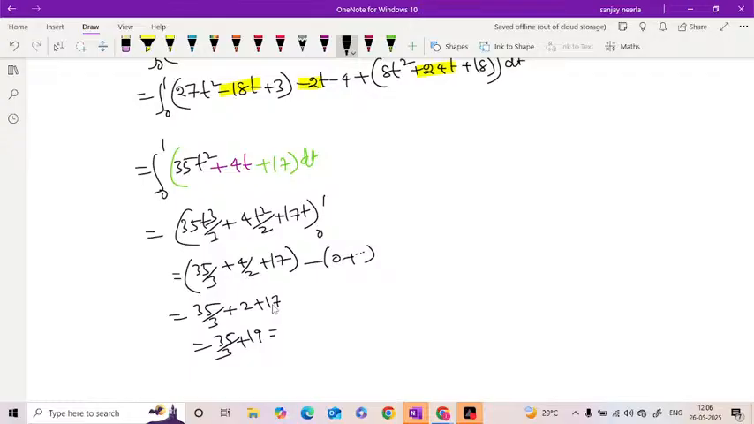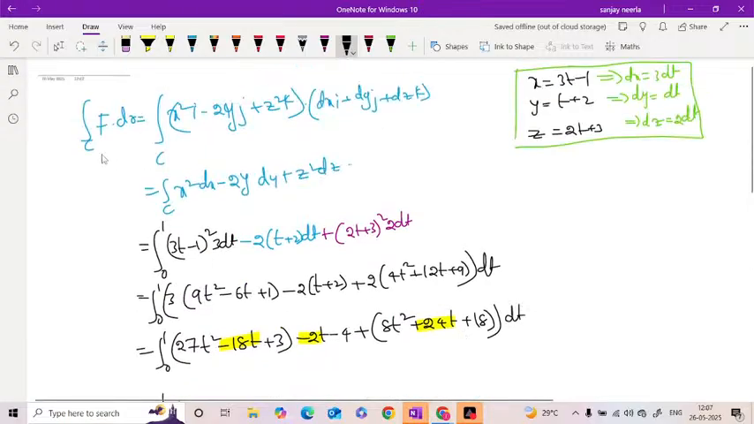LCM is 3, so 35 plus 3 into 19. What is the 3 into 19 result? 3 into 19, 57 by 3. The total result is 92 by 3. Okay, so this is the result, line integral.